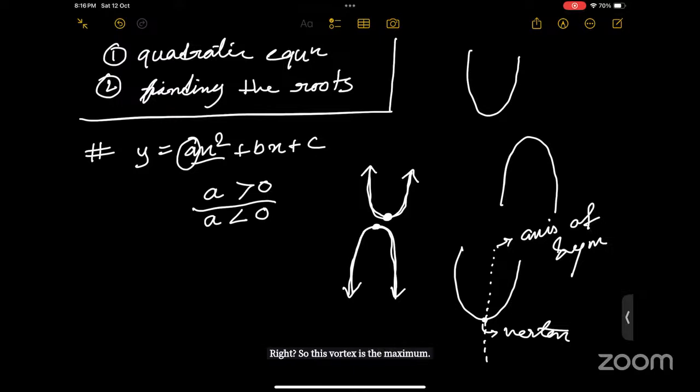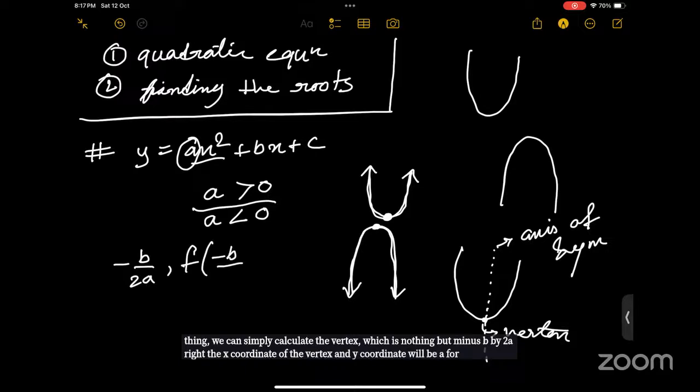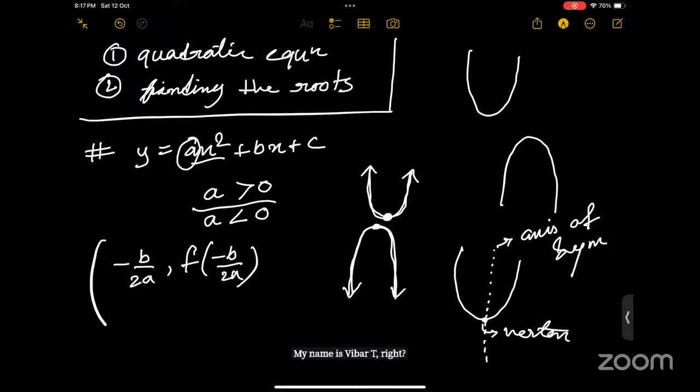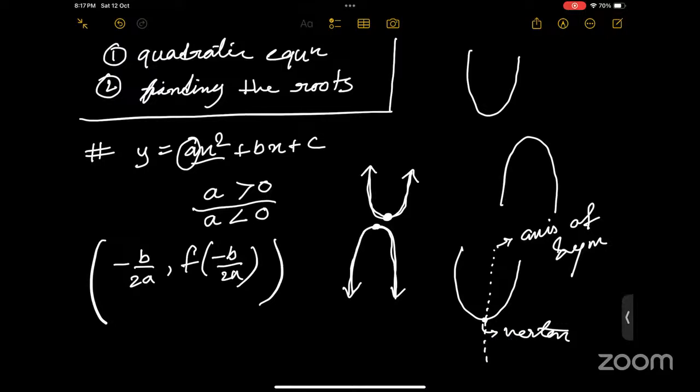So if you have a quadratic equation, instead of doing this derivative kind of thing, we can simply calculate the vertex, whose x coordinate is minus b by 2a, right? And the y coordinate will be f of minus b by 2a, right? So this is the coordinate of the vertex, right? So instead of doing the derivative, we can just compute the vertex and comment about the maxima and minima, specifically for quadratic functions. Okay.